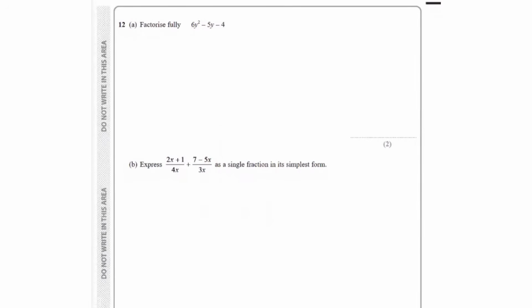Question 12 says factorize fully 6y squared minus 5y minus 4. To factorize this, we can either use the quadratic formula or splitting the middle term. I'm going to use splitting the middle term. So we multiply the coefficient of y squared with the constant. So 6 times 4, and that's 24. Now we need to find factors of 24. So factors of 24 are 2 and 12, 8 and 3, 24 and 1, and 6 and 4.